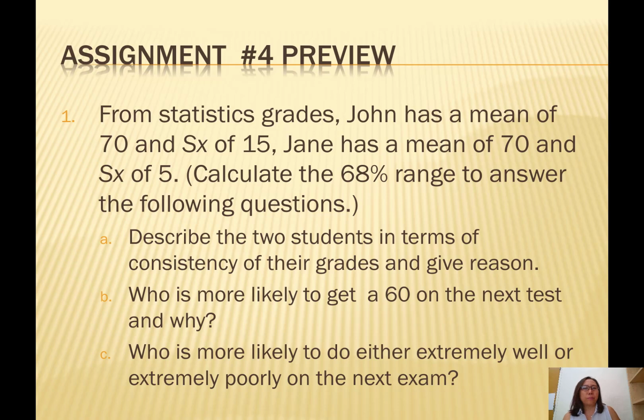Assignment 4, preview. In question 1, it says, from statistics grades, John has a mean of 70 with a standard deviation of 15. Jane has a mean of 70 and standard deviation of 5. It says to calculate the 68% range to answer the following questions. So first, describe the two students in terms of consistency of their grades and give reason.